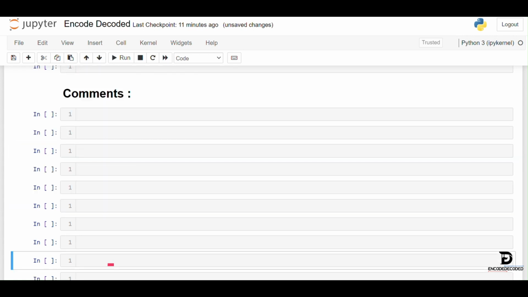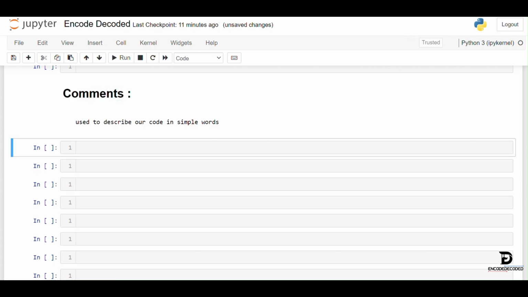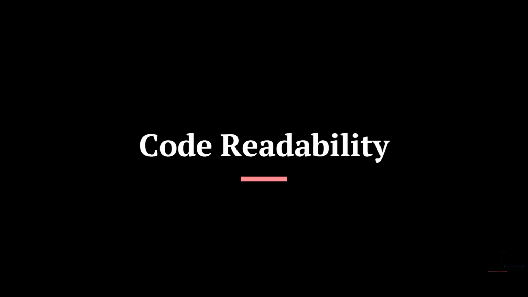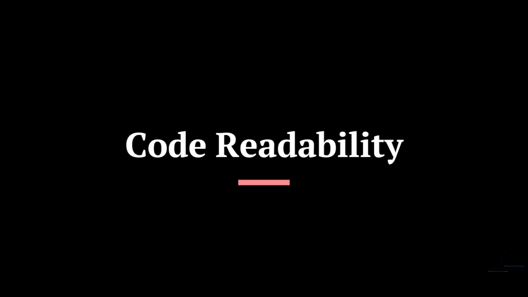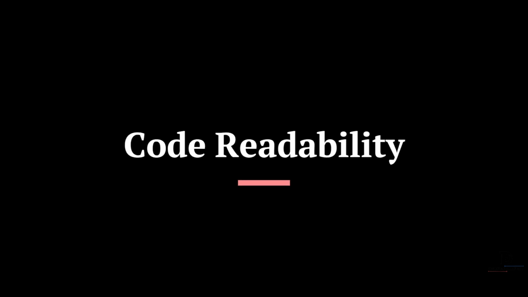Now it's time for comments. Comments are used to describe our code in simple words. These comments will not affect our code, but we use them for code readability because we know what we have written in our code. Others may not get a clear understanding of your code. If we use comments, they will get an idea about our code.